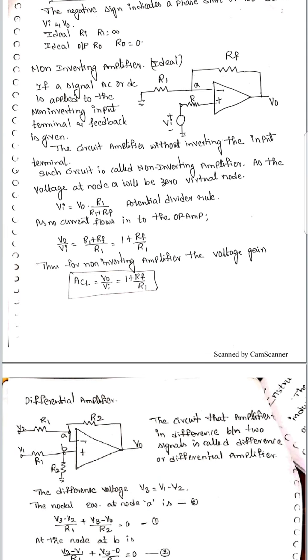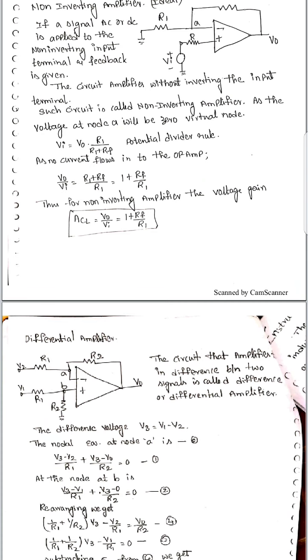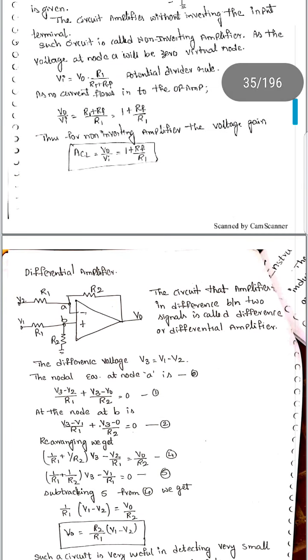Coming to the non-inverting amplifier. If a signal, AC or DC, is applied to the non-inverting input terminal and feedback is given, the circuit amplifies without inverting the input. Such a circuit is called a non-inverting amplifier. The voltage at node A is Va is equal to V0 into R1 by R1 plus Rf. This is the potential divider rule. So as no current flows into the op amp, V0 by Vi is equal to (R1 plus Rf) by R1, that is equal to 1 plus Rf by R1. This is the closed loop voltage gain for the non-inverting amplifier.